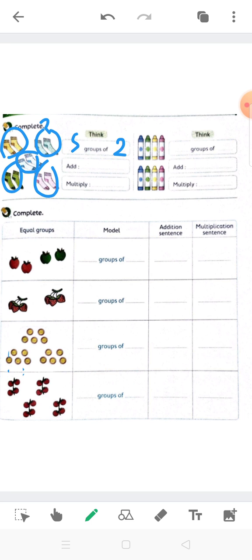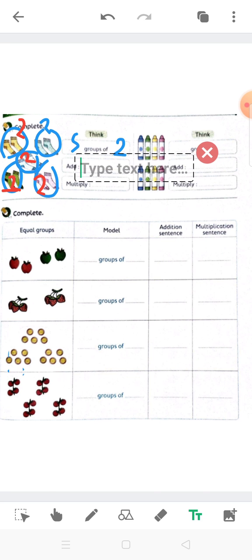Again, let's change the color. I need to make the addition sentence. 2, and this is 2, again 2, 2. 2 in each group. How many 2's do we have? 1, 2, 3, 4, 5. I need to know the total amount. So I'm using the addition sentence, repeated addition. 2 plus 2 plus 2 plus 2 plus 2 equals what? 10.